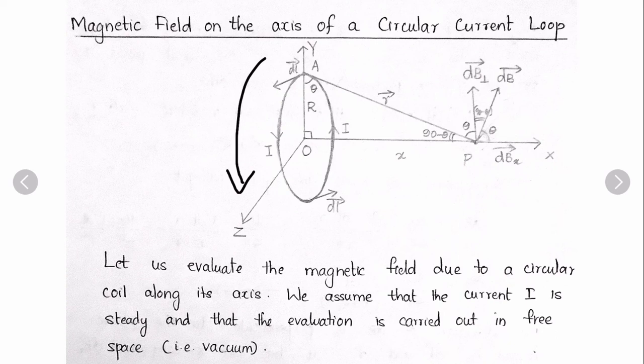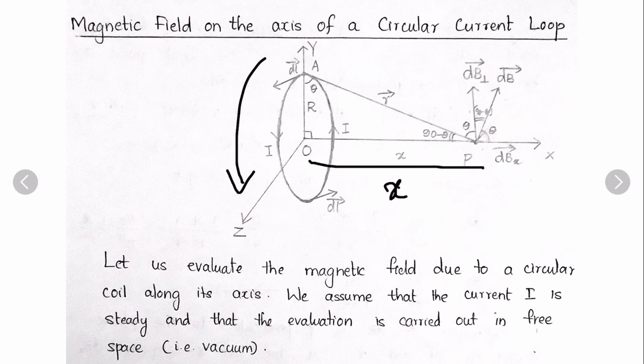This is the axis, that is OP. This is the distance of the point P. OP is equal to x, the distance of the point P from the origin. Then the axis of the circular coil is OX, that is the x-axis.